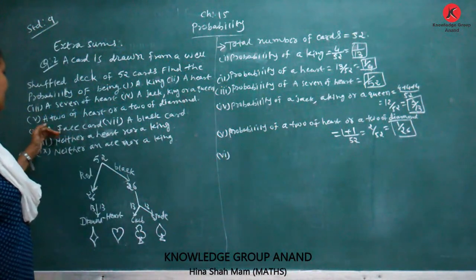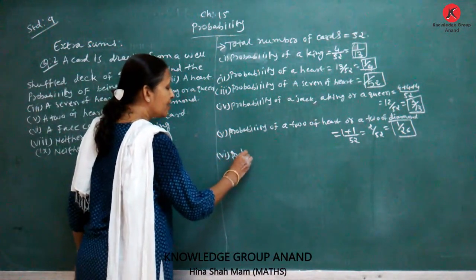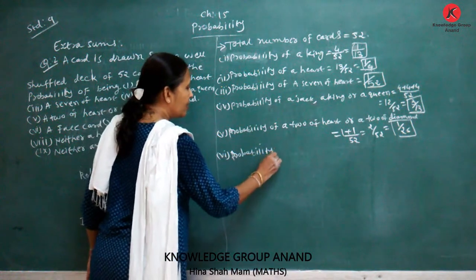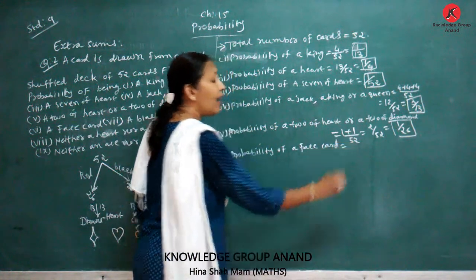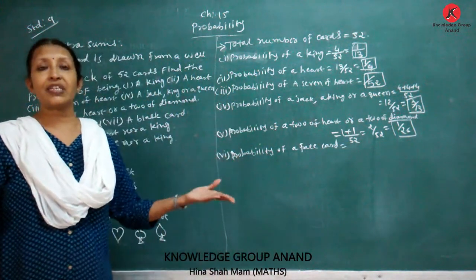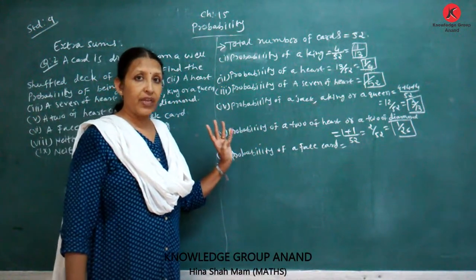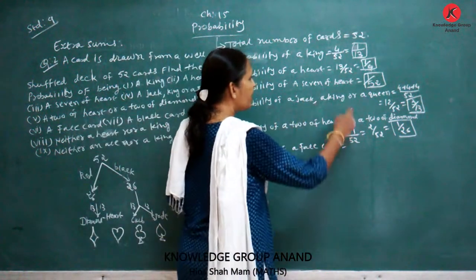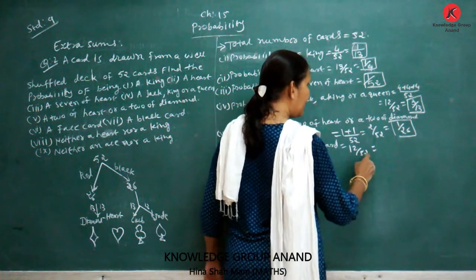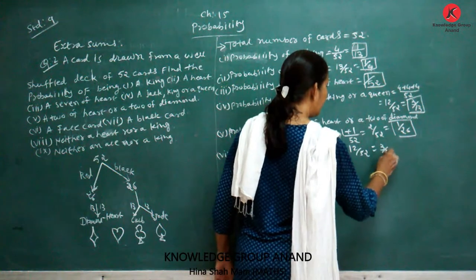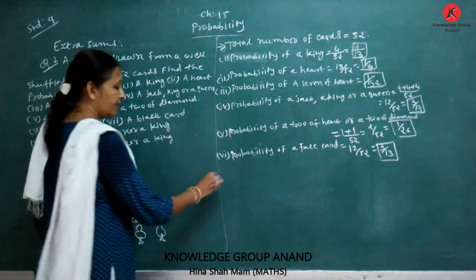Number 6. A face card. Probability of a face card. How many face cards? How many picture cards? Picture cards are also called face cards. 4 jacks, 4 queens and 4 kings we know here. Therefore 12 by 52 is equal to 3 by 13.